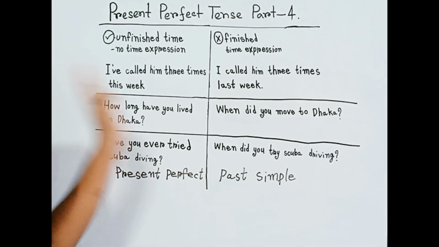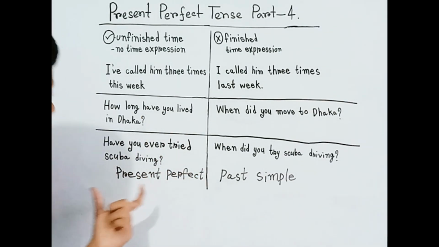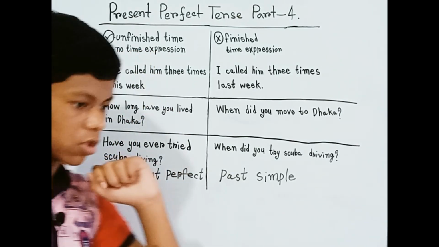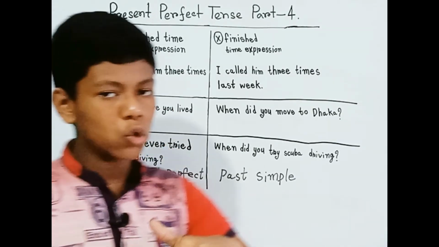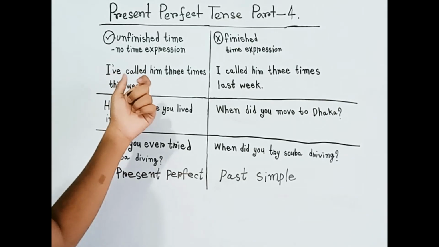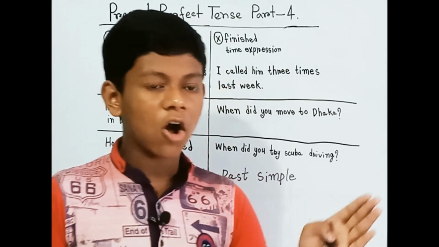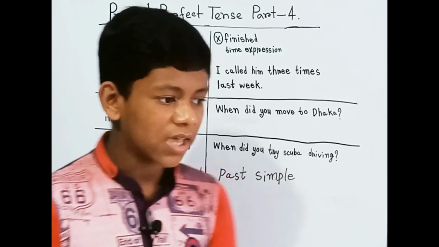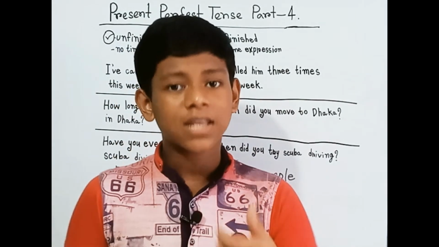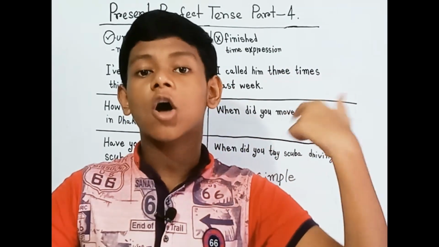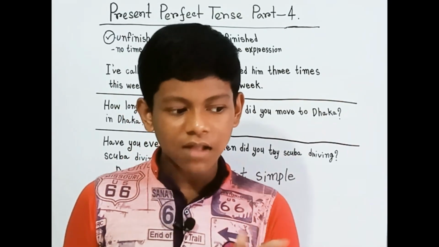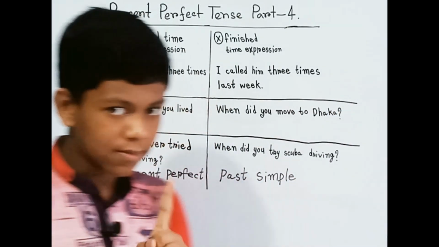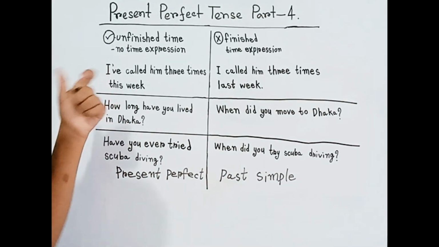We use the present perfect with an unfinished time expression, or we can also use the present perfect with no time expression, because it isn't necessary. Our main task is to put emphasis on the action. If the action still has a connection to now, then we generally use the present perfect. There's one key point, so let's see.